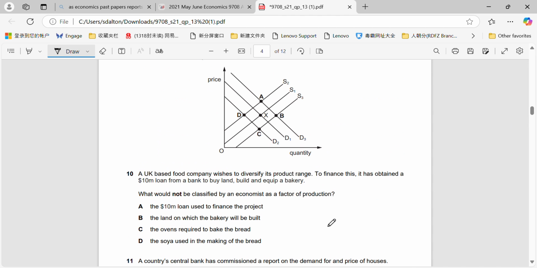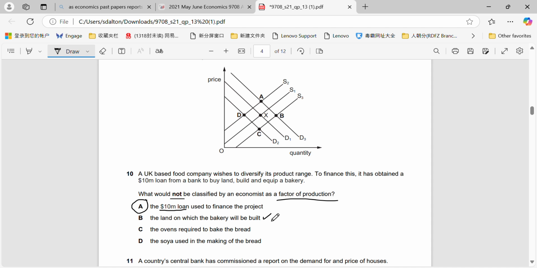Okay, a UK-based food company wishes to diversify its product range. To do this, it has obtained a $10 million loan from a bank to buy land, build and equip a bakery. What would not be classified as a factor of production? Okay. So again, if you read over your factor of production section, this should be very straightforward. Money is not a factor of production. So the loan that's used to finance the project is not.